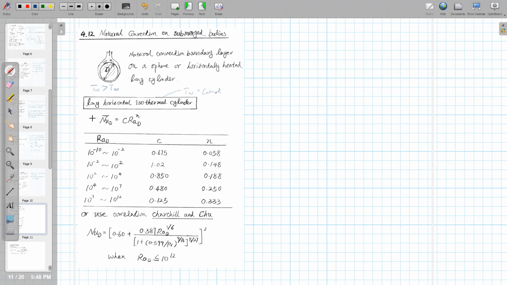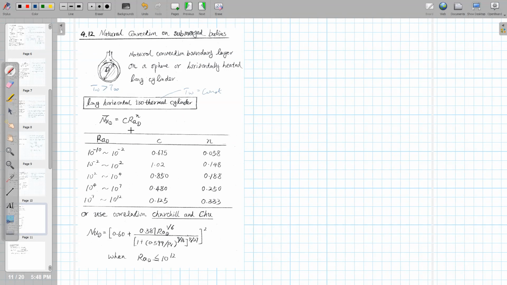You have several equations you can use. The first simple equation is for the average Nusselt number. The Nusselt number is defined by d, where d is the diameter of this cylinder, and it equals c times the Rayleigh number, also defined based on the cylinder diameter, to a power n. Both c and n are constants, and they can be found in this table here. For different ranges of Rayleigh number, you have different values of c and n.